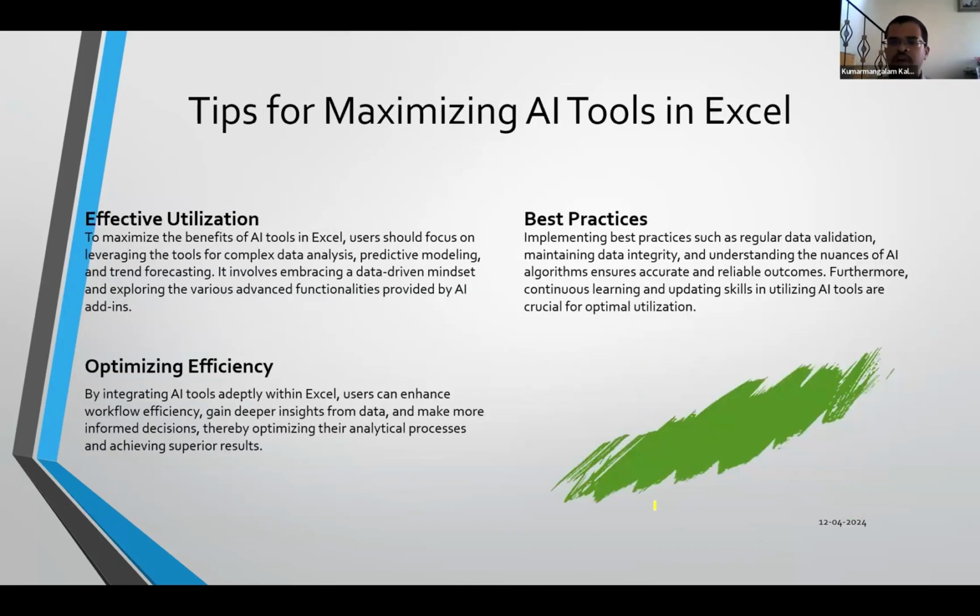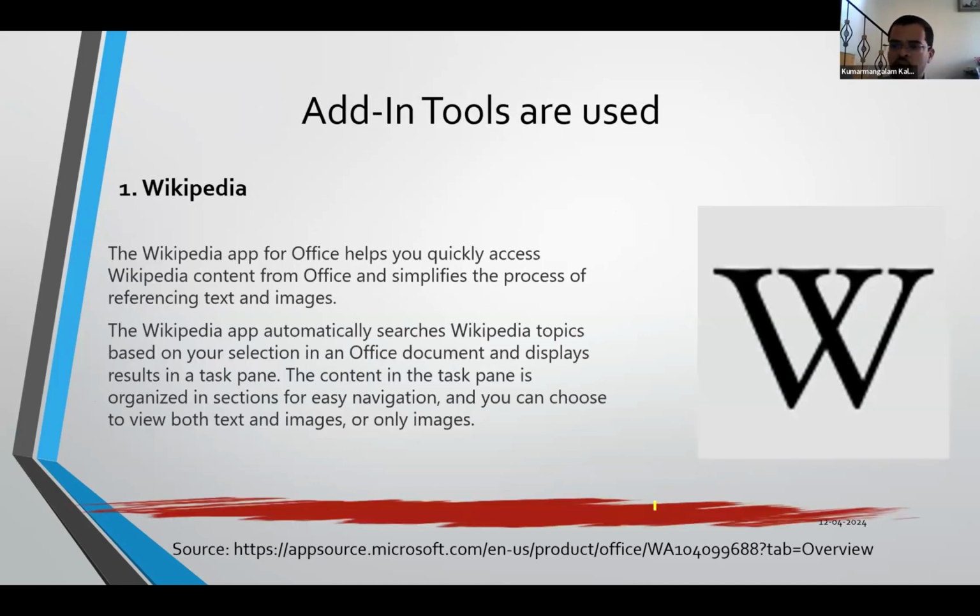How can we maximize the use of Excel? You have to go through it and do hands-on practice. So, the first AI tool is Wikipedia. Everyone knows about Wikipedia, but how much can it be used? In Wikipedia, there are various data tables and knowledge fields which can be used. How can it be added? It is an AI add-in tool which helps add Wikipedia data into Excel.